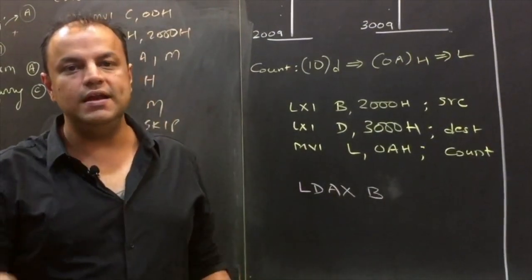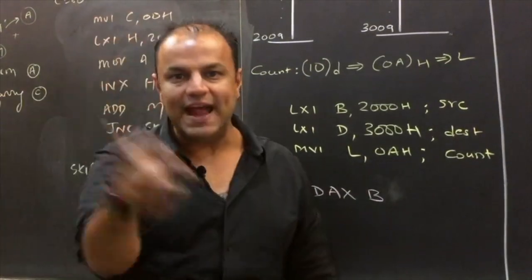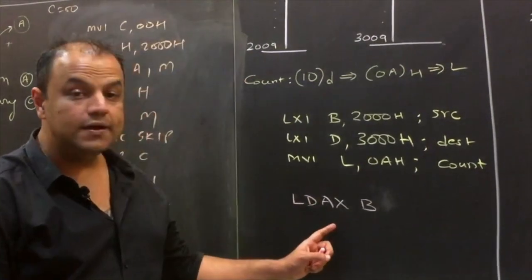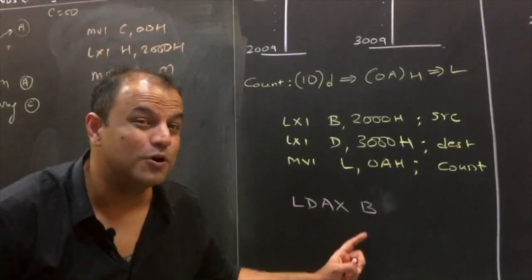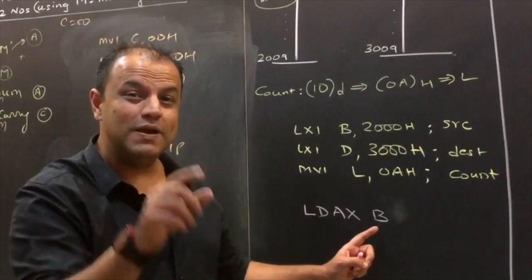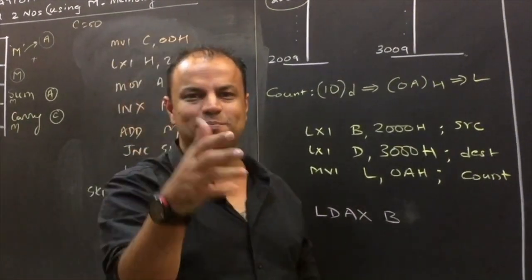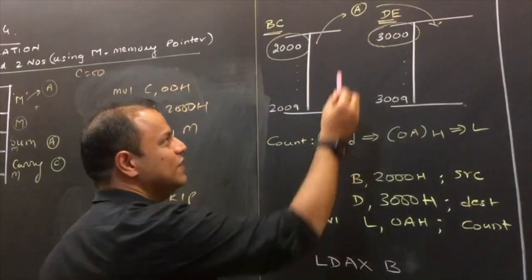I could have written LDA 2000, which would have done the same thing, but that instruction cannot go in a loop because every time it will get data from 2000. Here I am saying get the data from the location pointed by BC pair. In the loop I will go on incrementing BC pair. So every time it will point to a new location, I will keep getting next data. Please tell me, did you understand? Now you got a hang of it, same thing.